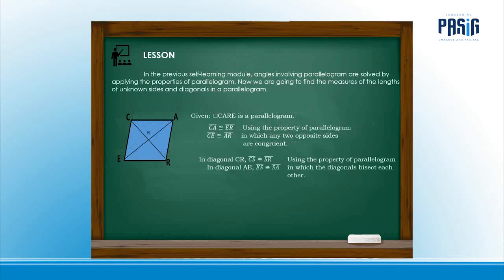In parallelogram CARE, diagonal CR intersects with diagonal AE at point S. So, in diagonal CR, CS is congruent to SR. At the same time, in diagonal AE, ES is congruent to SA, using the property of parallelograms in which the diagonals bisect each other.